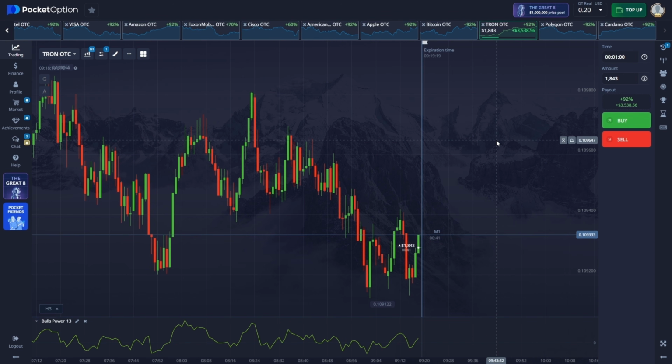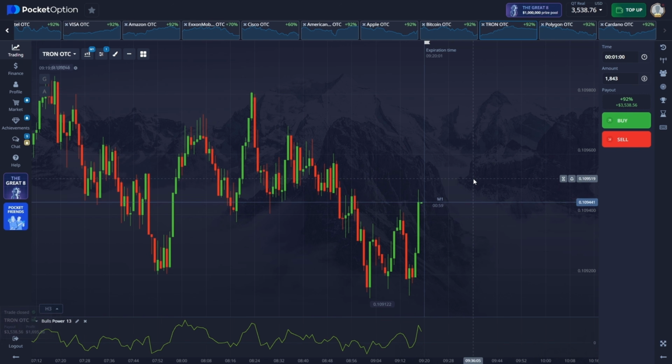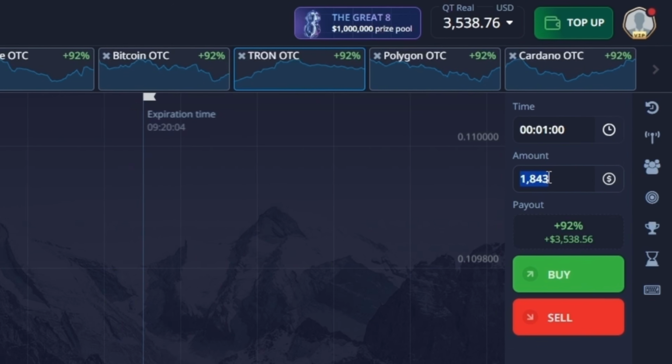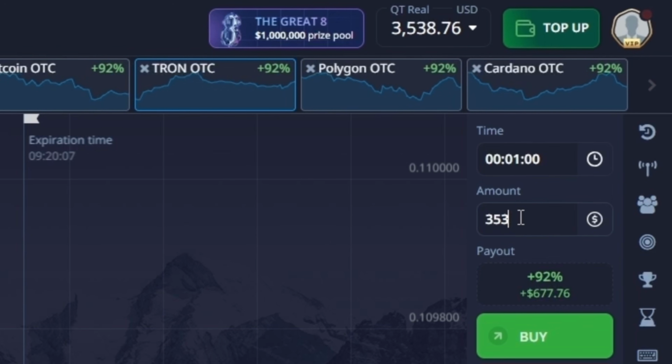Currently, the trade is going in our favor, but there are still 40 seconds left. Only a few seconds left and I won. I won my third trade. Now my balance has turned into $3,538. Let's find a trade for $3,538.